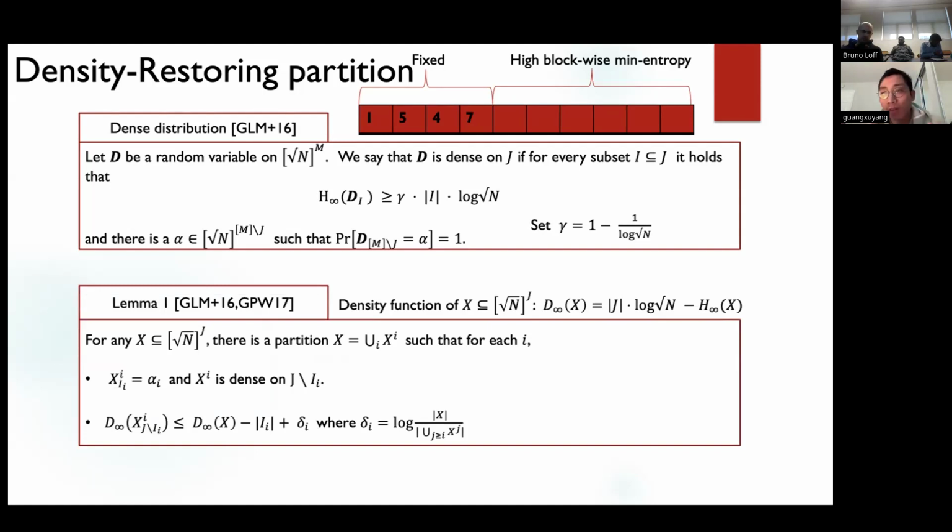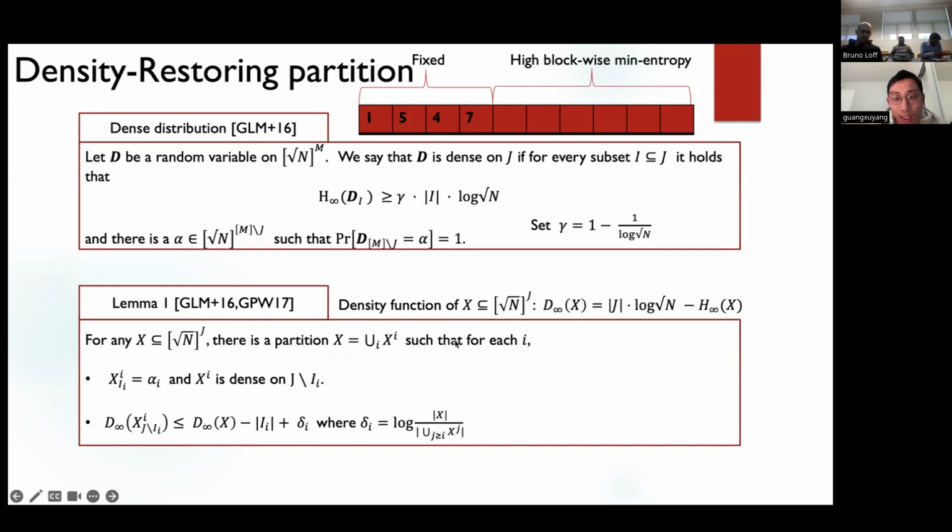This is the lemma. The lemma shows that for any subset, there is a partition. That is, for each i, xi is fixed in some part and is dense on the other part. And we also have a second condition. The second condition is used to upper bound the fixed size.